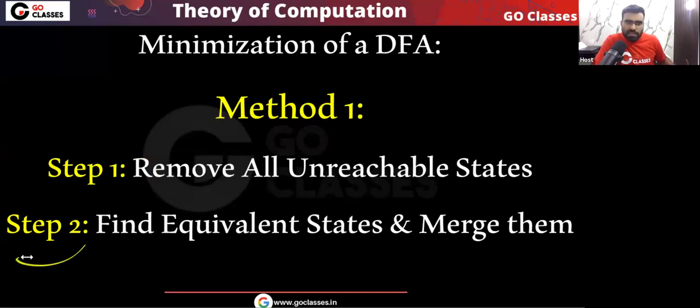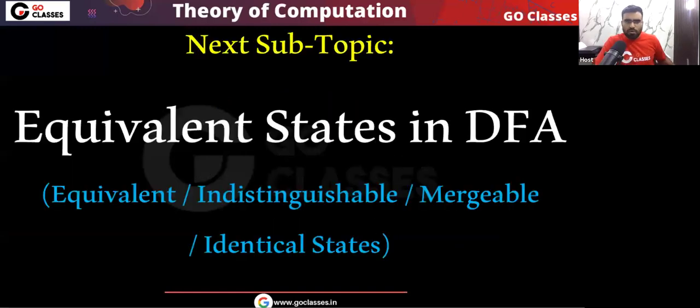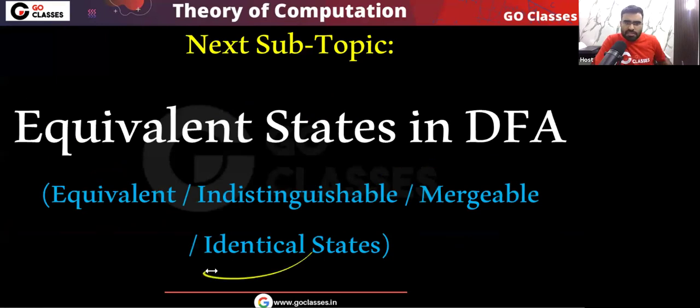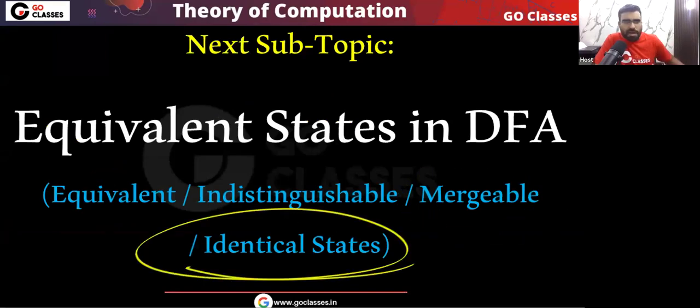Now you might be thinking, sir, how to find equivalent states? What are equivalent states? Then we can merge those states. So now our next topic is equivalent states in a DFA. Equivalent states, we can also call them indistinguishable, means these are not distinguishable. Another word is mergeable states, or identical states. These are different names for the same topic.